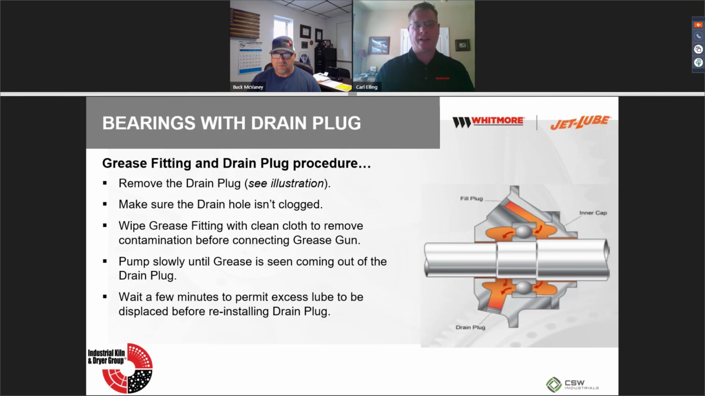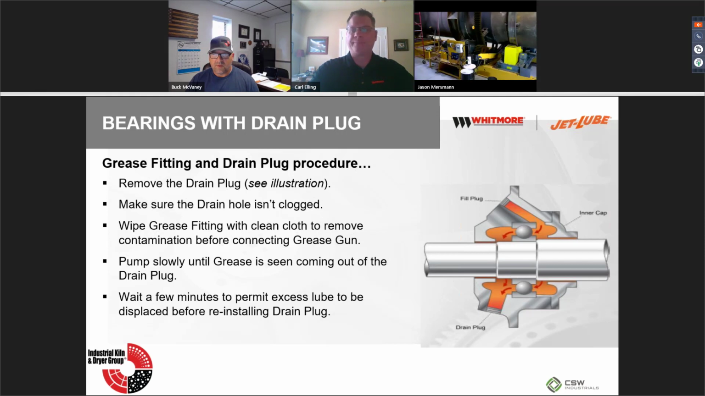Wait a few minutes so you allow a little bit of the excess lube to be displaced before you install that drain plug, because you don't want to fill up the entire cavity of this thing. That's a key. Grease is actually an insulator, so you want this thing about 30 to 40% full. That's the sweet spot on this one, and that's where you want them to roll. You don't want it 70 to 80% full, because the grease isn't going to be able to displace the heat as fast, and you're going to be running that bearing a lot hotter than what it should be.